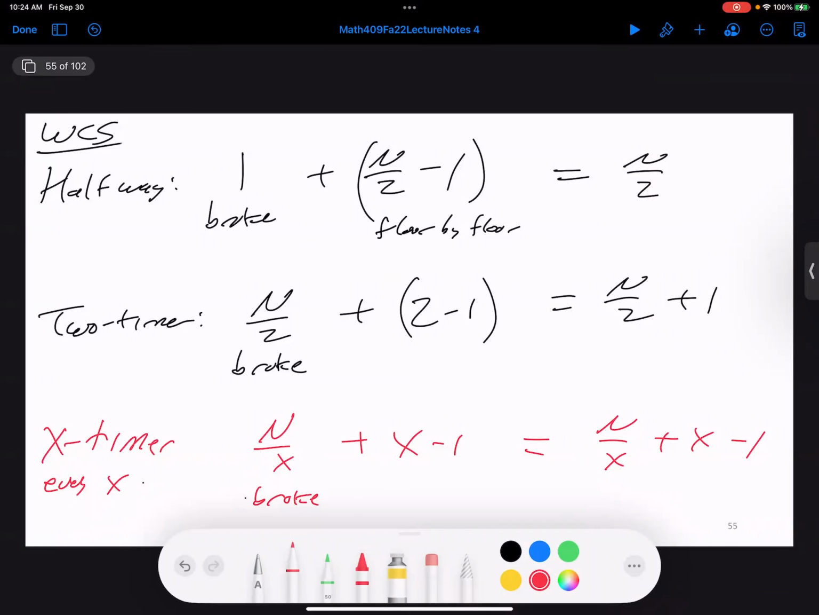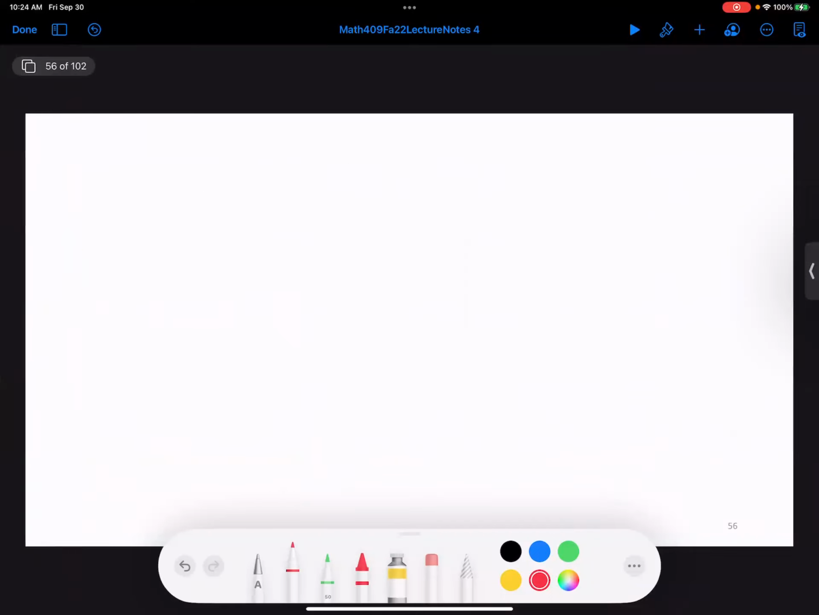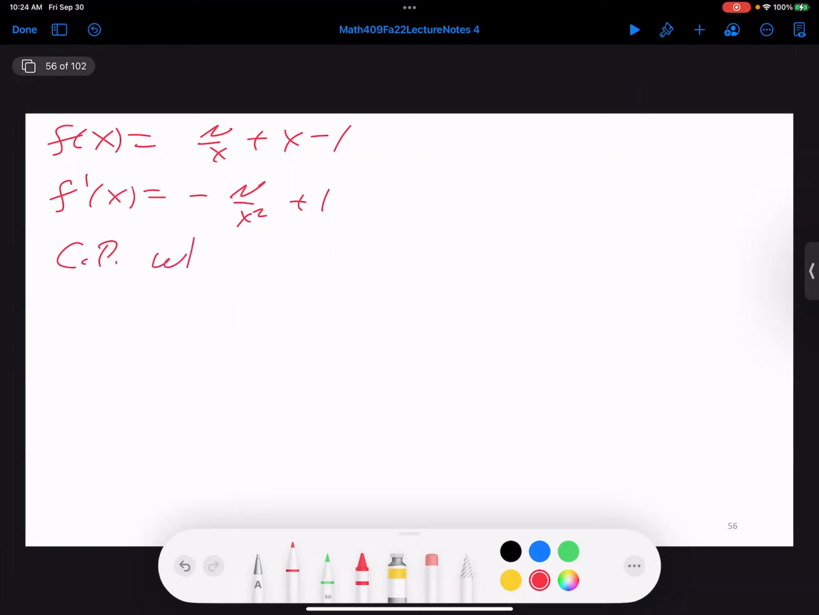How can I figure out what the best choice of x is? So f of x is n over x plus x minus 1. How do I find the best value of x? Take the derivative. The minus 1 doesn't really matter. So f prime of x, n over x, that's going to become negative n over x squared plus 1. So the critical points are where f prime of x equals 0. So I need negative n over x squared plus 1 equals 0, so x is equal to the square root of n.